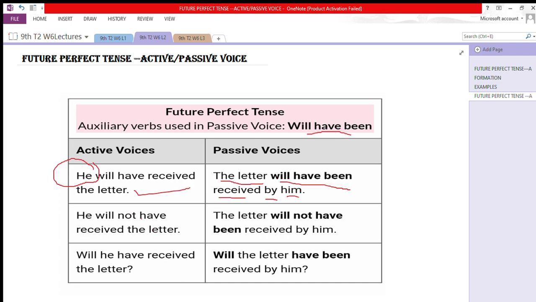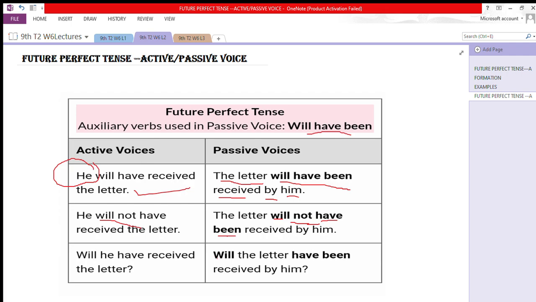Now, if the sentence is negative, he will not have received the letter. The letter will not have been received. Here, the important point is where you have to place not. You cannot say the letter will have not been. You have to place not in the middle of these two helping verbs, will and have. Okay. The letter will not have been received by him, and you have the addition of one more helping verb, that is been. And for interrogative sentence, will he have received the letter?